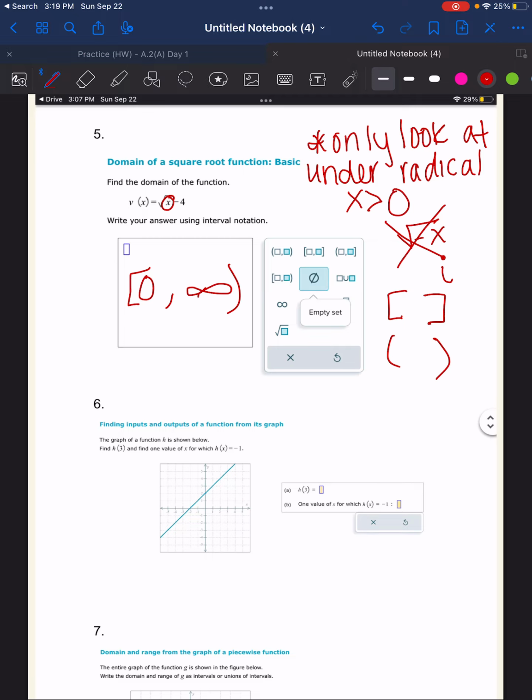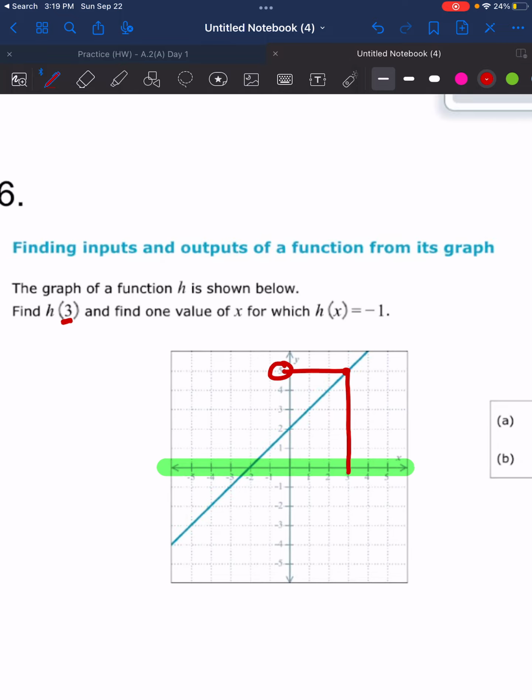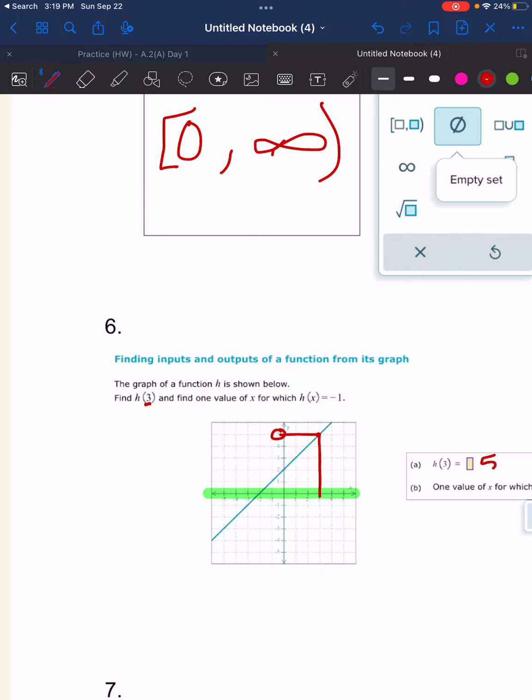So h of 3, oh, that 3 took the place of x. So I'm going to look on my x-axis, and here's my x-axis. I'm looking at where x is 3. X is 3 right here. That means y, the outcome, is 5. So my answer here is 5.